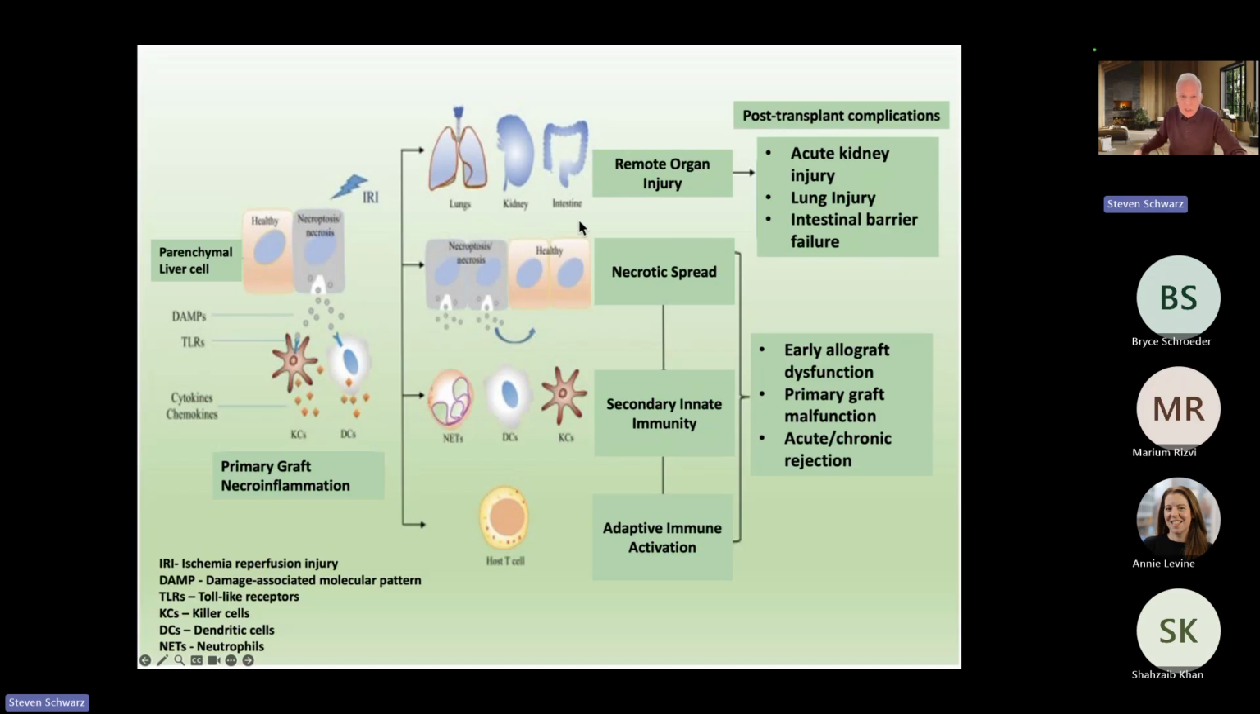And because you have all of these necrotic products spreading into the bloodstream, it also will lead to both secondary innate immunity and an adaptive immune response. We talked about these responses previously. Again, that is going to increase the likelihood of allograft dysfunction, primary graft malfunction, and rejection. So again, the target here is to prevent T cell proliferation, prevent the release of cytokines and chemokines whenever possible, so as to reduce the likelihood of either circling back to the liver and inducing necroinflammation or leading to remote organ injury.